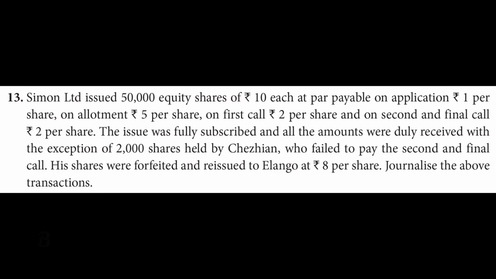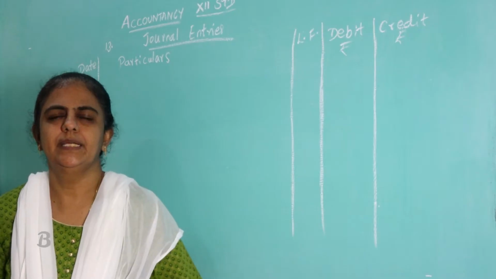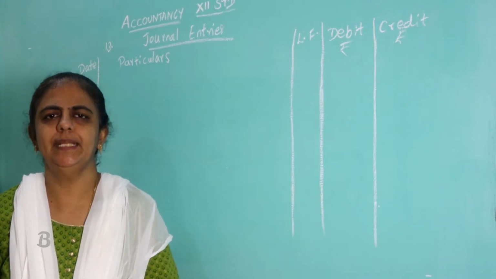Page number 259. Simon Limited issued 50,000 equity shares of rupees 10 each at par, payable: on application rupees 1 per share, on allotment rupees 5 per share, on first call rupees 2 per share, and on second and final call rupees 2 per share. The issue was fully subscribed and all the amounts were duly received with the exception of 2,000 shares held by Chelian, who failed to pay the second and final call. His shares were forfeited and reissued to Ilango at rupees 8 per share. Journalize the above transactions. So here Simon Limited is issuing 50,000 shares.